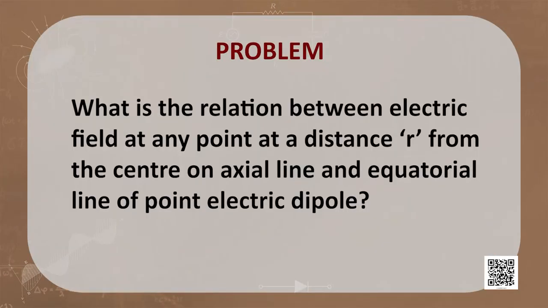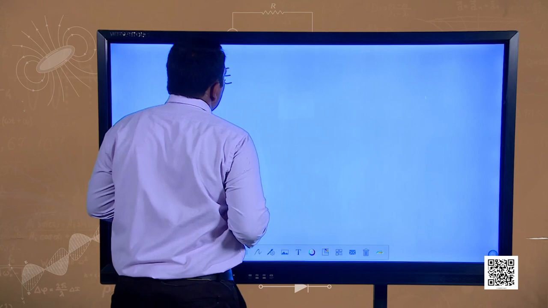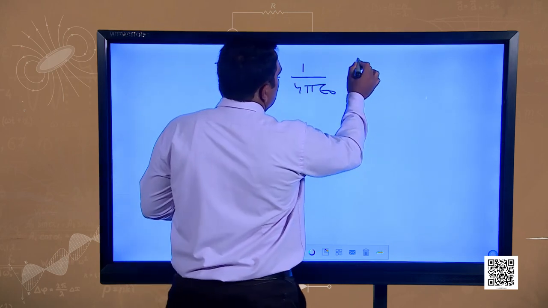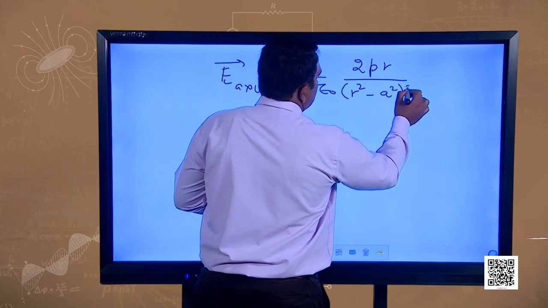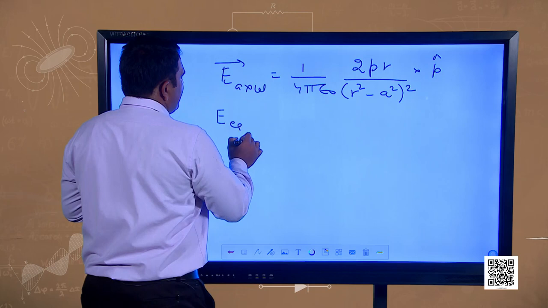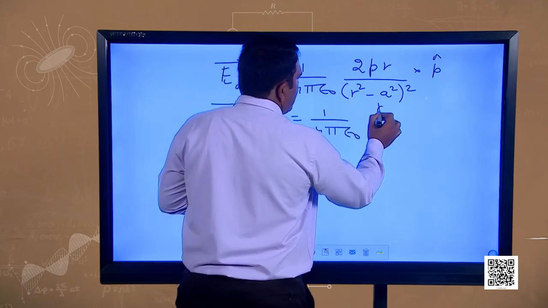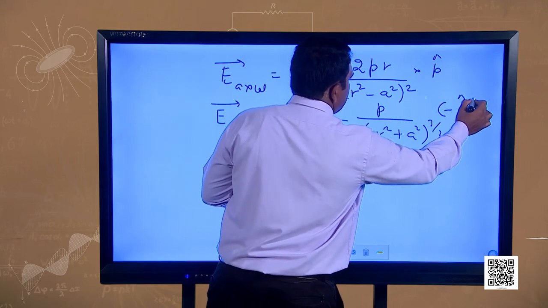What is the relation between electric field at any point at a distance small r from the center on axial line and equatorial plane of a point electric dipole? Now, we know that electric field at any point on the axial line of electric dipole is given as 1 by 4 pi epsilon naught 2 p r upon r square minus a square whole square multiplied by p cap. And electric field at any point on equatorial plane of electric dipole is 1 by 4 pi epsilon naught p by r square plus a square raised to the power 3 by 2 and the direction is minus p cap.